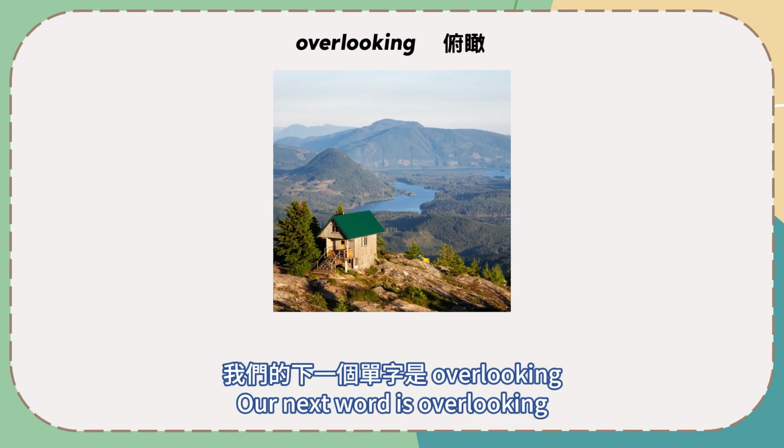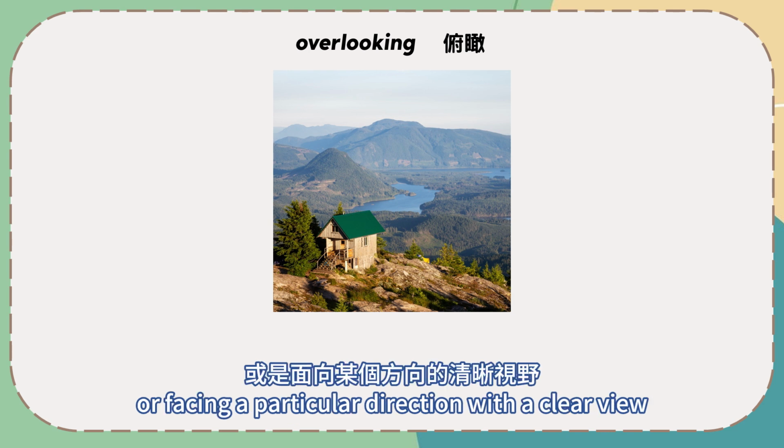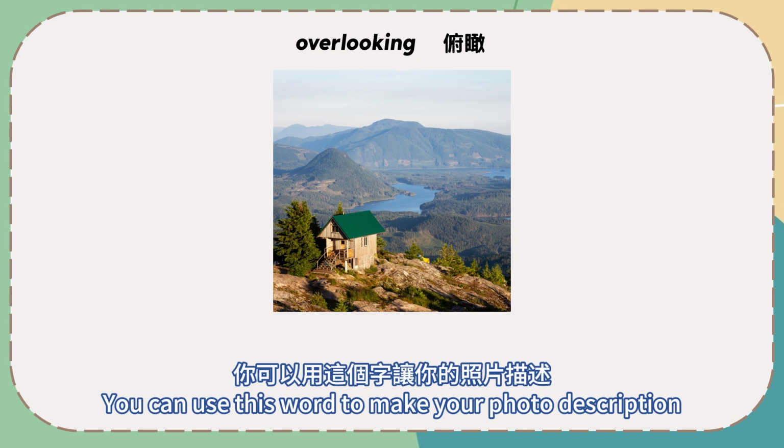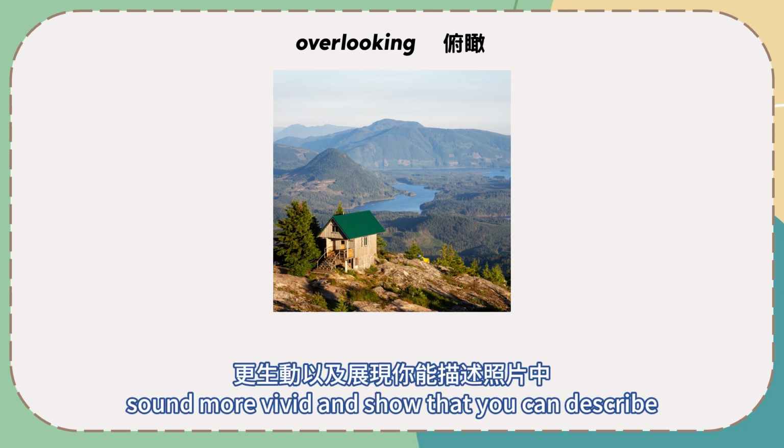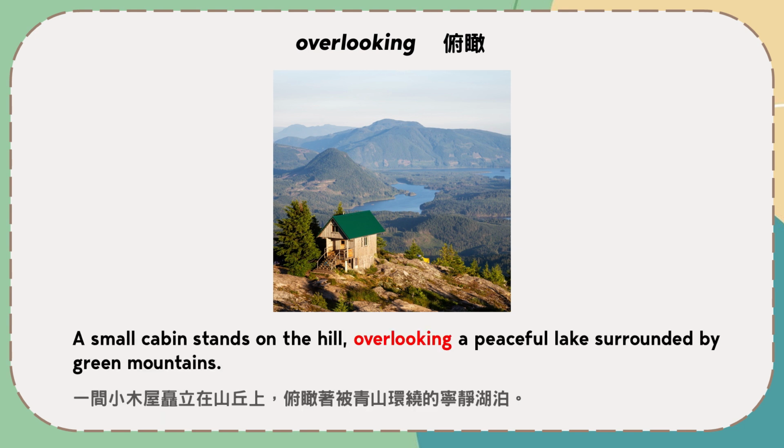Our next word is overlooking. It means having a view of something from above or facing a particular direction with a clear view. You can use this word to make your photo description sound more vivid and show that you can describe the relationship between objects in the photo. A small cabin stands on the hill overlooking a peaceful lake surrounded by green mountains.